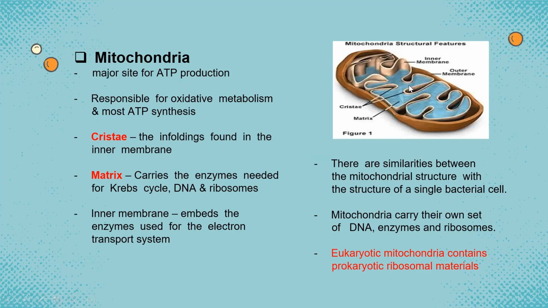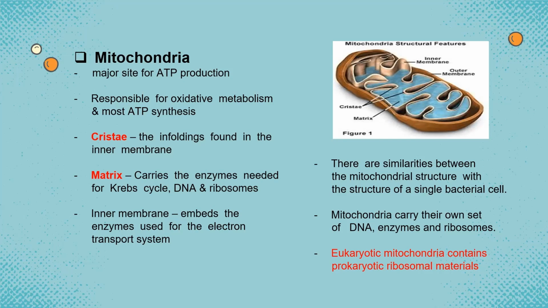Here we have cristae, the infoldings found in the inner membrane, while the matrix carries the enzymes needed for the Krebs cycle, DNA, and ribosomes. The inner membrane of the mitochondria embeds the enzymes used for the electron transport system.